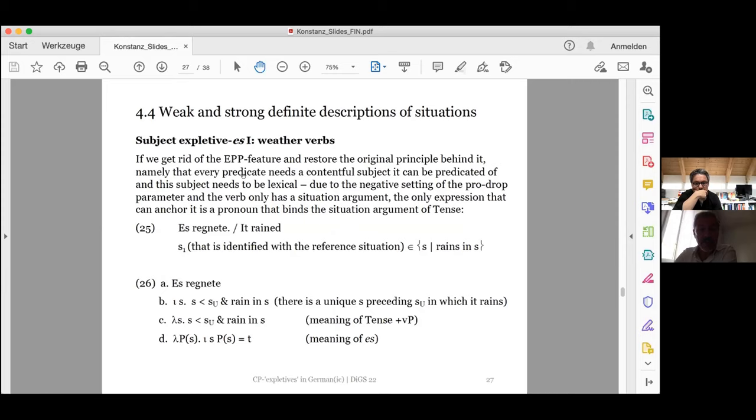In 26, I give you, if you treat es as a generalized quantifier, you can see that you get the perfect derivation of it. In tense, first combines with the VP meaning, and then es applies to that property of situations.